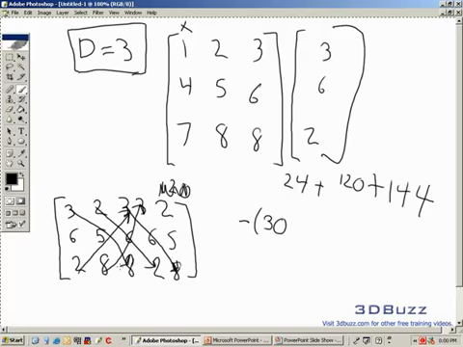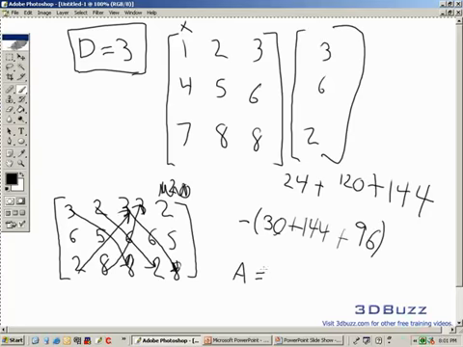As I was saying, 8 times 6 times 3 is the same answer we got last time, which is 144. What was that, 30? Yep, that was 30. Plus 144. Plus 8 times 6 times 2, which is 96 this time. 12 times 8 is 96. And if you work all that out, you'll get A is equal to 18. I hope.